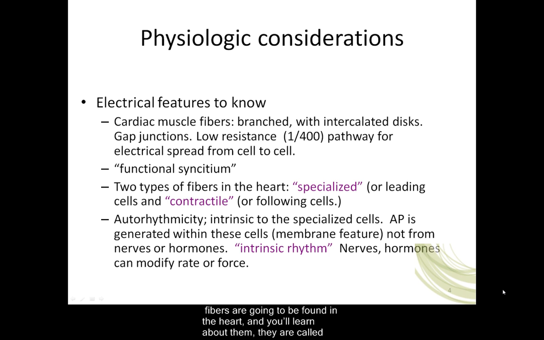Two types of fibers are going to be found in the heart, and you'll learn about them. They are called specialized, or leading cells, and contractile, or following cells. The specialized cells have an autorhythmic nature. That means the action potential is generated within these cells due to their specialized membranes, not from nerves or hormones. These cells have a special intrinsic rhythm. Nerves and hormones merely modify this intrinsic rhythm.